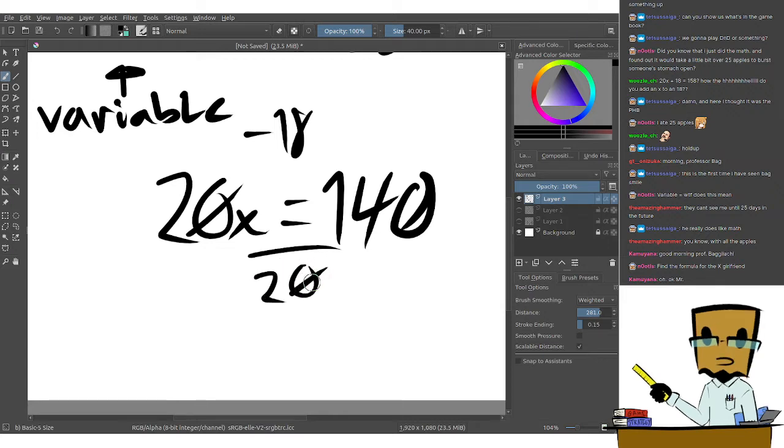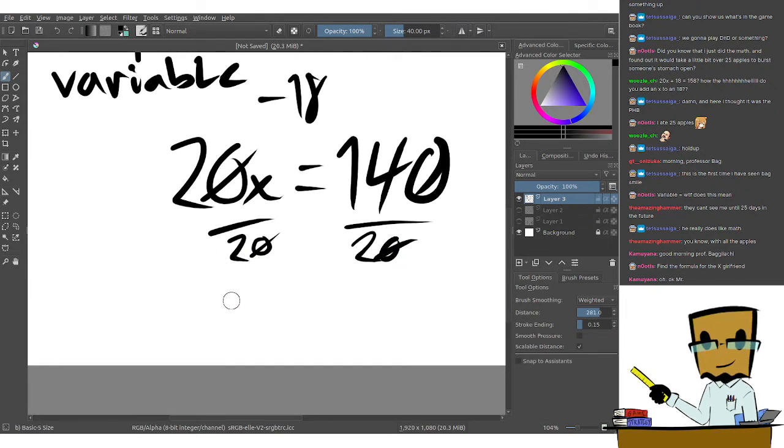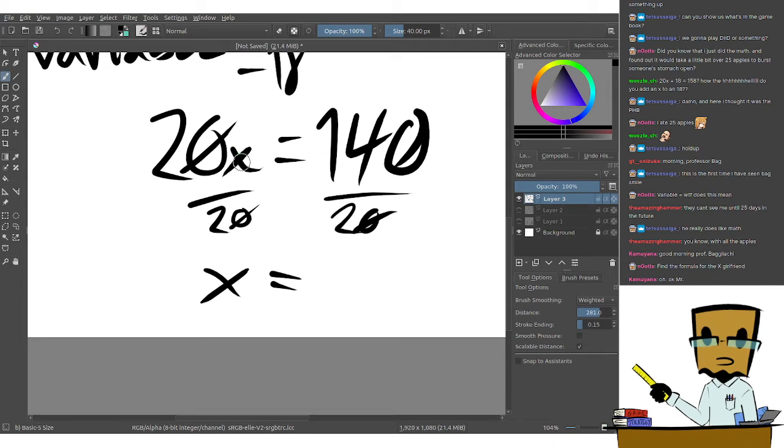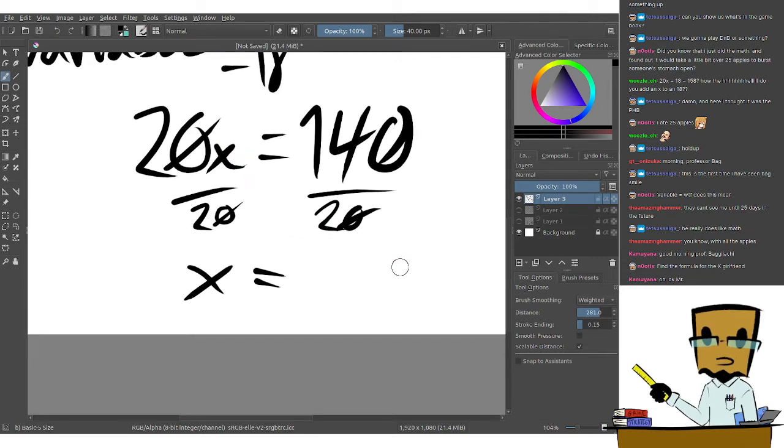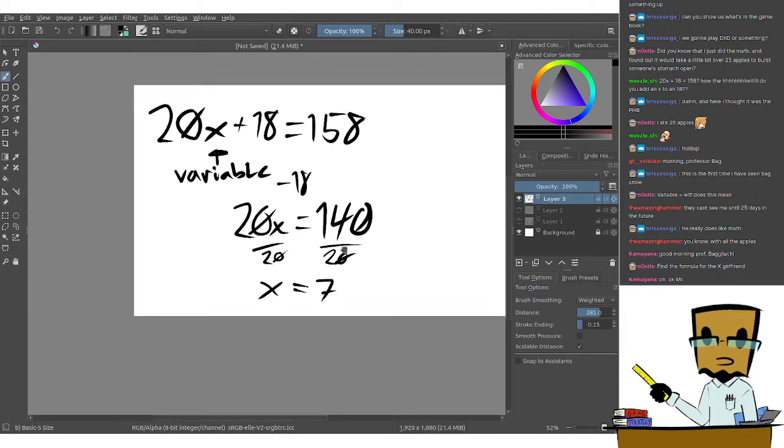So, if we divide both sides by 20... Oh, let me do it this way. And get x. See, the 20 divided by 20 is 1. And we still have the box, whatever. And then 140 goes down to 7. There you go. This algebra, it's done.